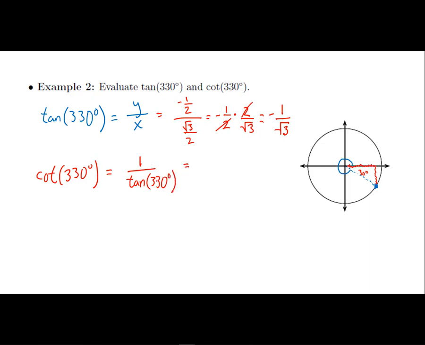Understand, the reciprocal just means the flip. So I suppose I could put negative 1 over root 3 in this spot here, but I also could just be slick about it and say, I'm going to take my answer from tangent of 330 degrees and flip it. So that's just going to give me square root of 3 over negative 1, which of course I'm not going to leave that way. I'm going to get negative square root of 3.